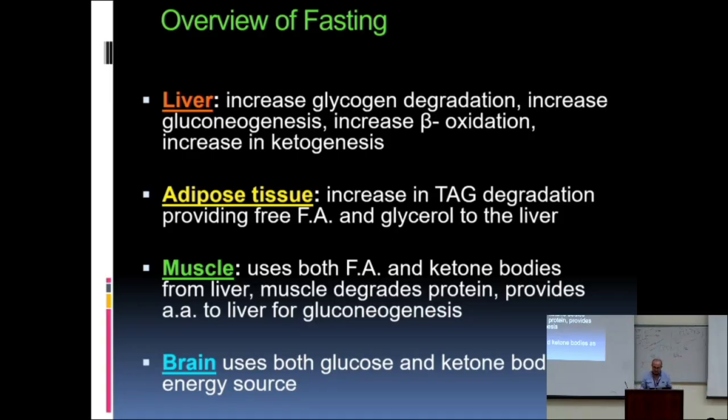And many tissues can use ketone bodies. Skeletal muscle, heart, even the brain can use ketone bodies. That's the only other form besides glucose that the brain can use. Okay?